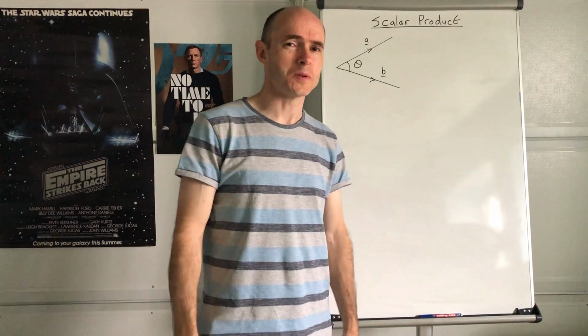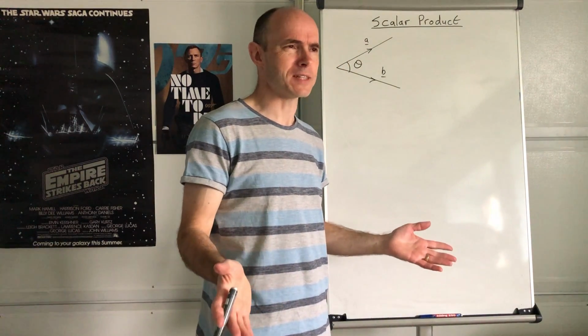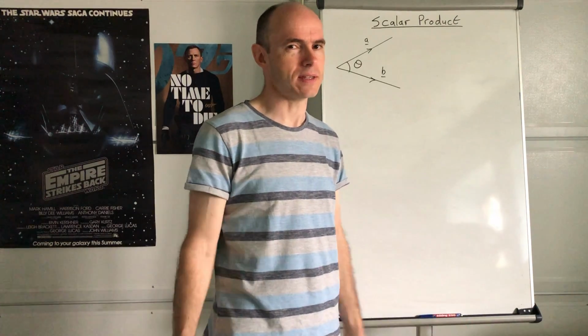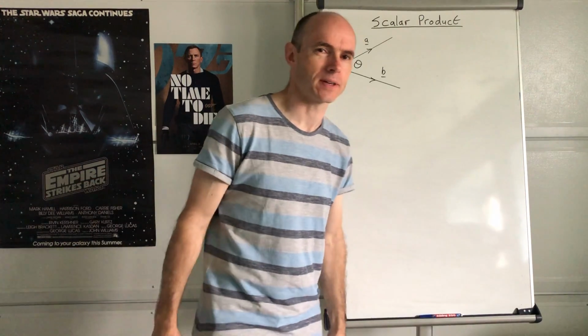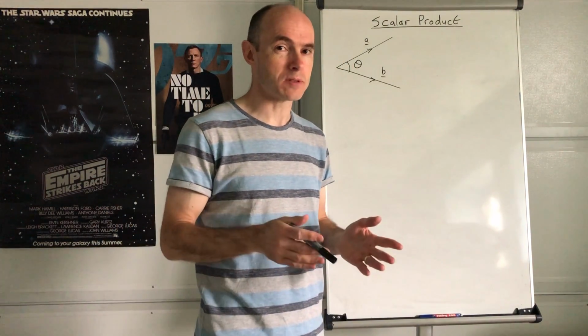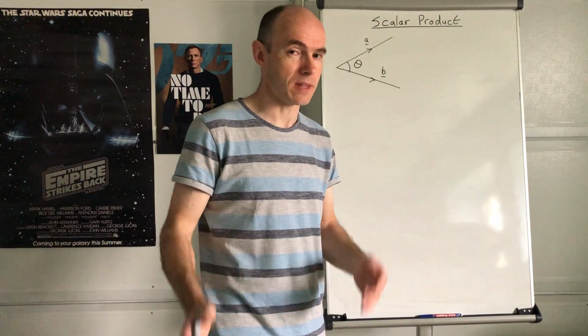And now we come to the scalar product. When you first see this, you kind of think, this looks really complicated. It is not. It is really, really easy. Just two or three examples and you're there. It's so simple. Why is this useful? The scalar product enables us to work out the angle between two vectors, given that they intersect.